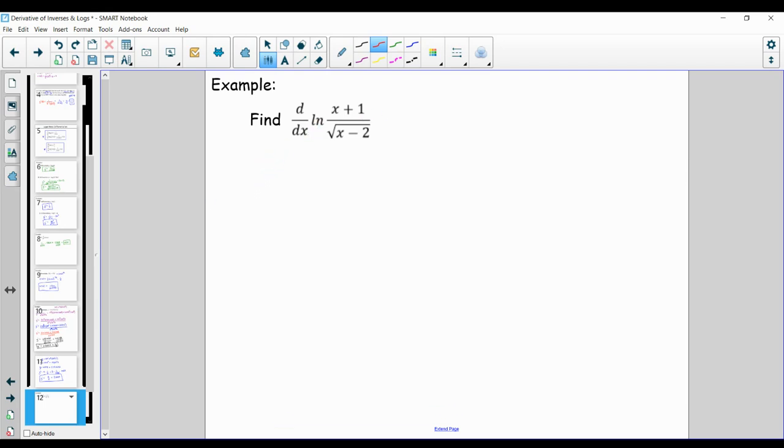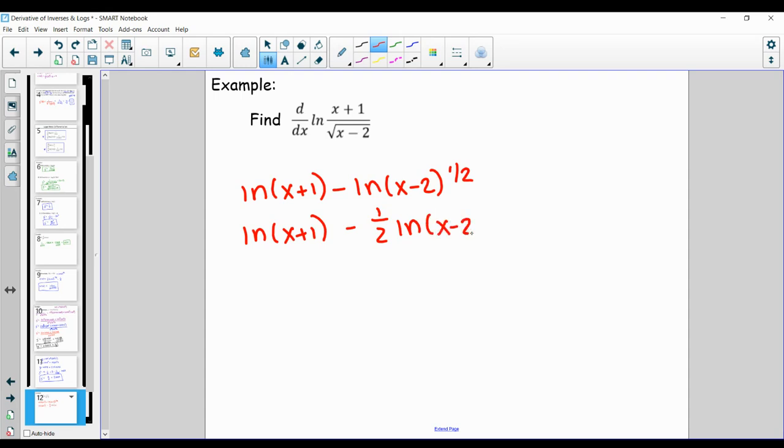So if I have the ln of x plus 1 over the square root of x minus 2, I can rewrite this as the ln of x plus 1 minus the ln of x minus 2 to the 1/2. So just rewriting it. Again, the exponents can go down in front. So I'm going to have ln of x plus 1 minus 1/2 ln of x minus 2. And now I can take the derivative of this.